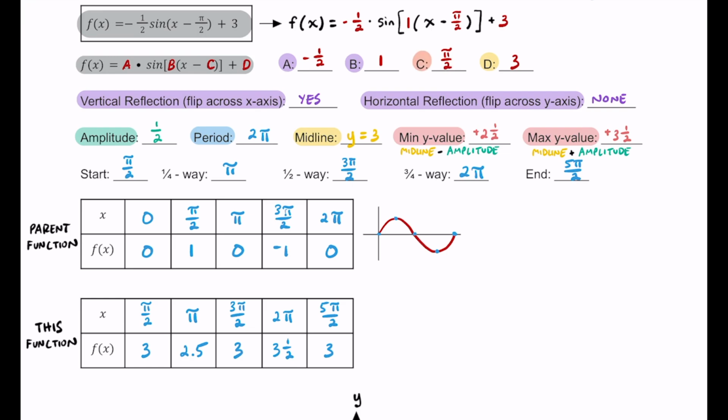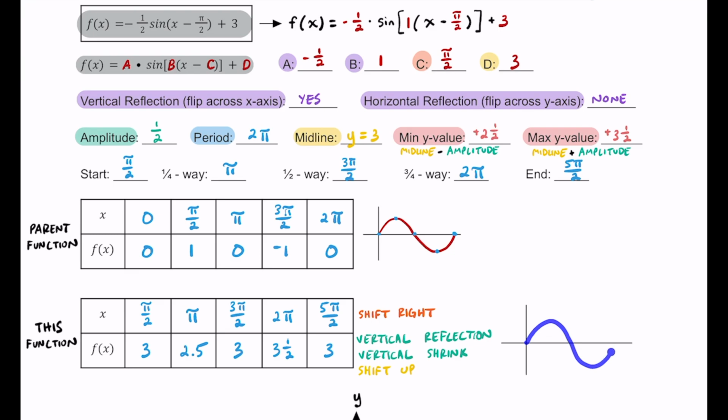So again, the c value here of pi over 2 let us know that we were shifting to the right pi over 2 units. And this -1/2 for a and the d value of 3 caused a vertical reflection, a vertical shrink, and a vertical translation shifting up 3 units. Putting this all together in a very rough and quick sketch here before we do the actual one, the original parent function goes up, and then it goes down, and then it goes up just like this.